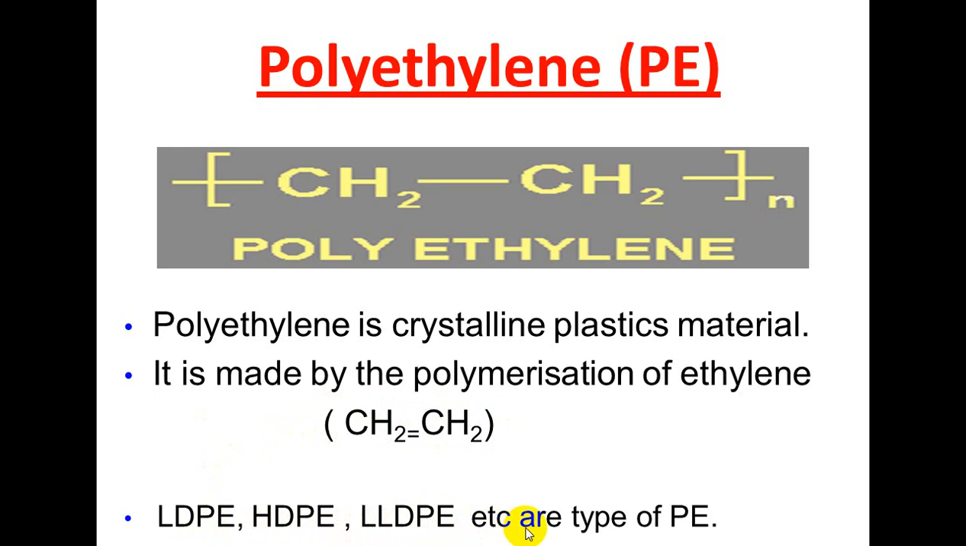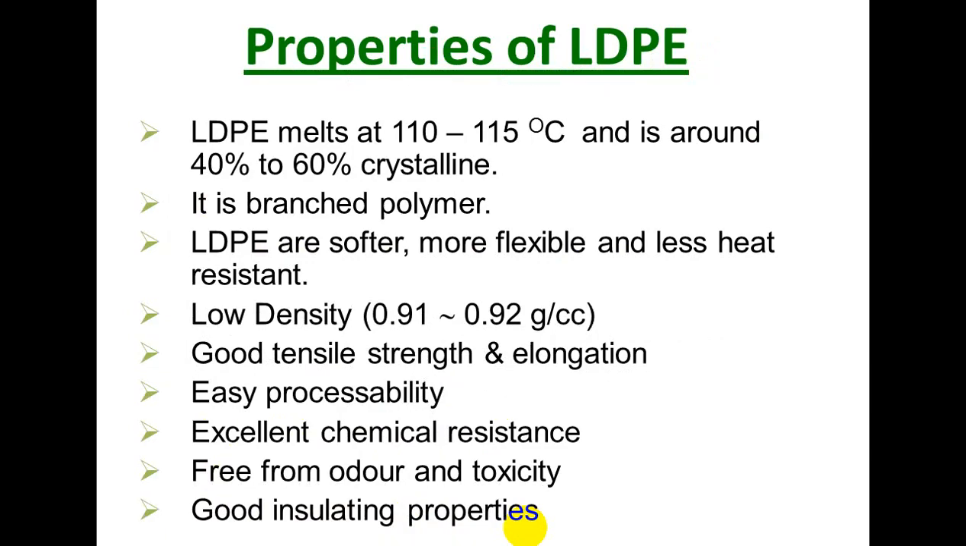These are the types of polythenes. Here we look at the properties of LDPE, low density polythene. Naturally, low density polythene is cheaper and of lower quality. LDPE melts at a temperature of 110 to 115 degrees centigrade, and it is around 40% to 60% crystalline. It is a branched polymer. LDPE is softer, more flexible and less heat resistant.